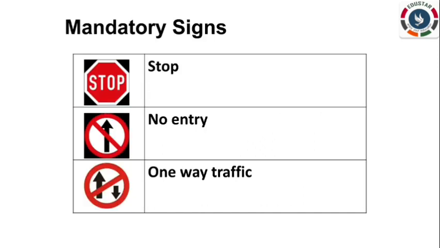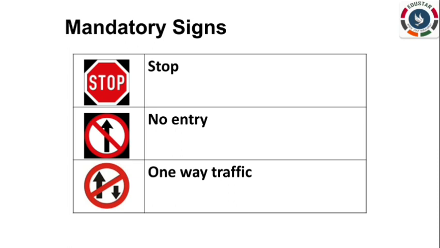Okay, the next one, mandatory signs. These signs are obligatory on the traffic which uses a specific area of road. These signs indicate what one must do rather than must not do. Mandatory road signs are generally round in shape with red borders. Some of them are blue in color.